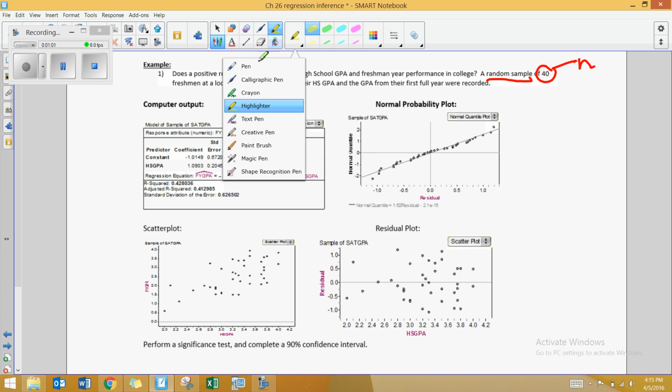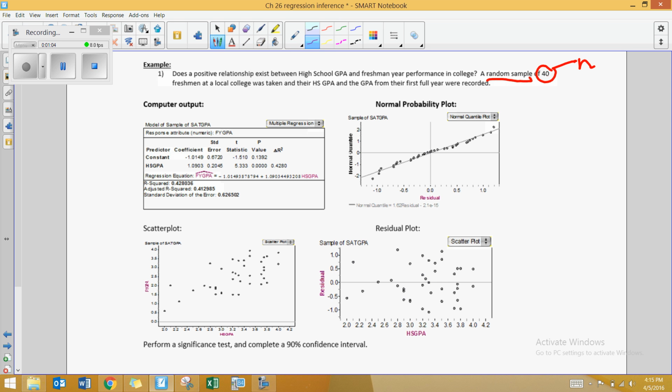So you'll see here we were given a lot of information. We have the computer output, so these are the actual numbers. We have the normal probability plot, something that we've done a couple times in class. Scatter plot, so this is the raw data, and the residual plot, so these are the errors. It's asking us to perform a significance test and complete a 90% confidence interval. What we're just going to do right now is the significance test. Okay, so let's jump right into it.